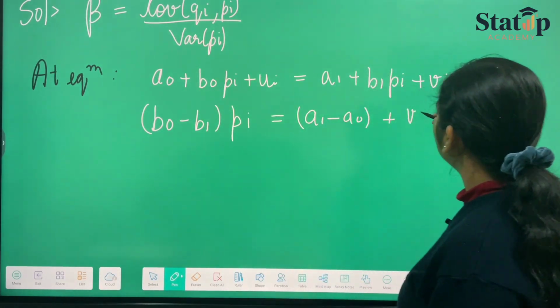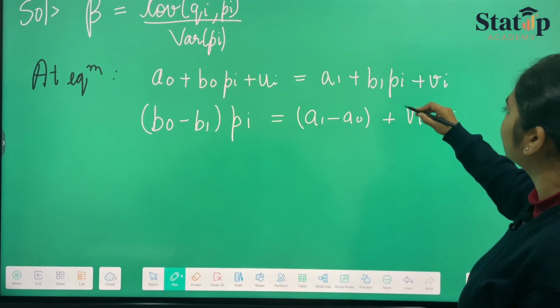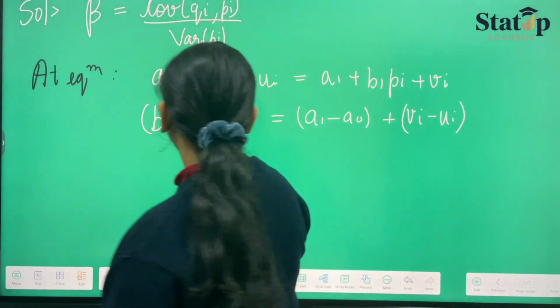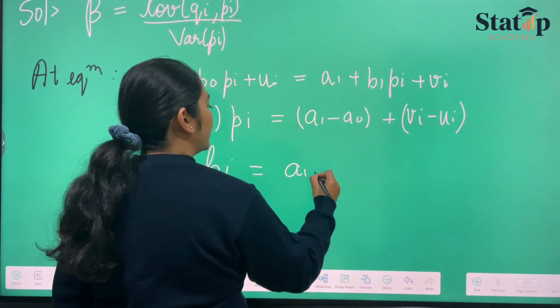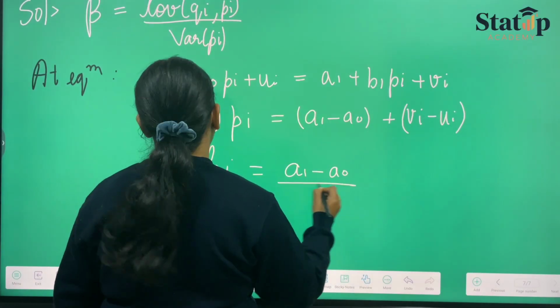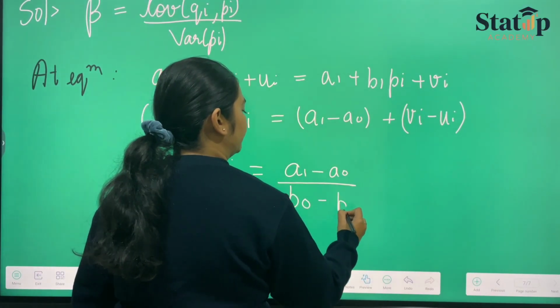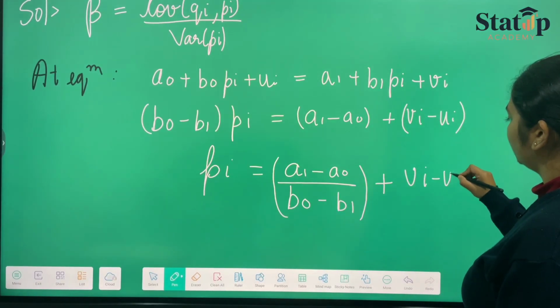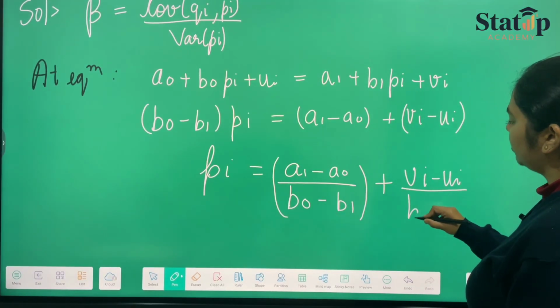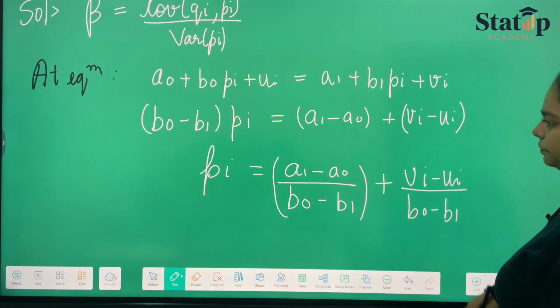plus Vi minus Ui. So here we can find out our price function, which is Pi, and which is equal to (A1 minus A0) upon (B0 minus B1) plus (Vi minus Ui) upon (B0 minus B1).